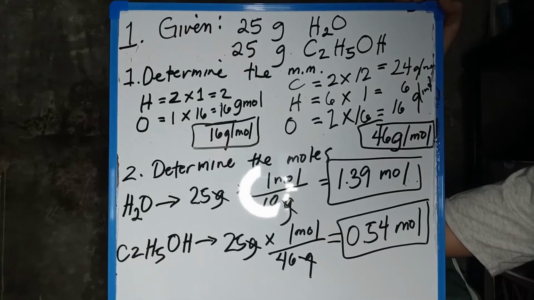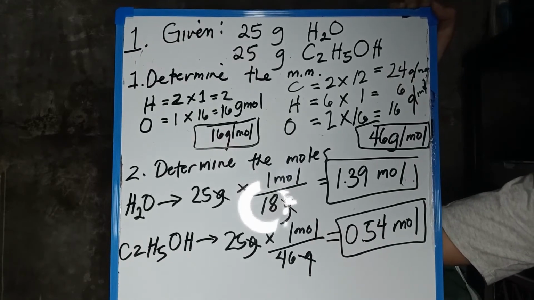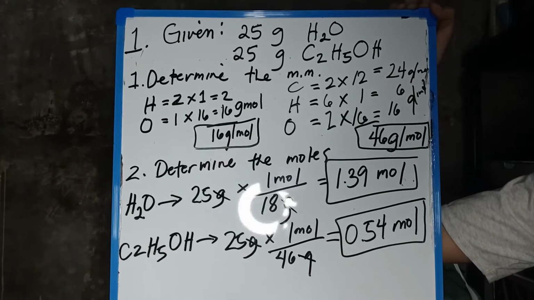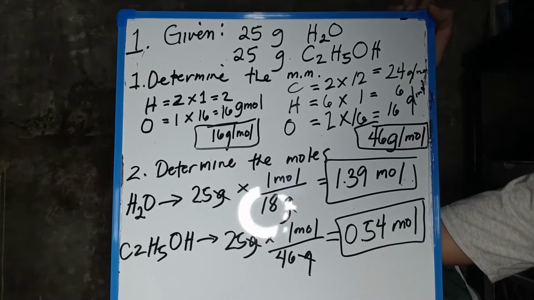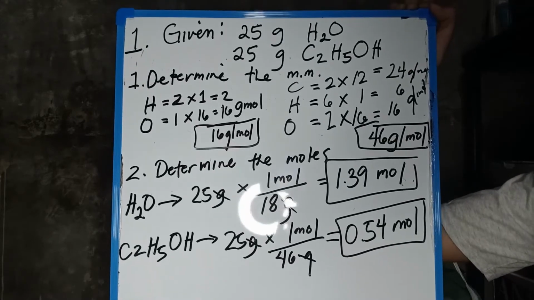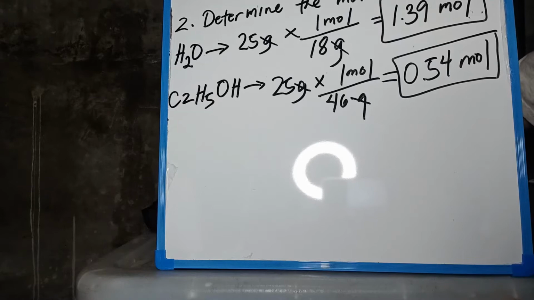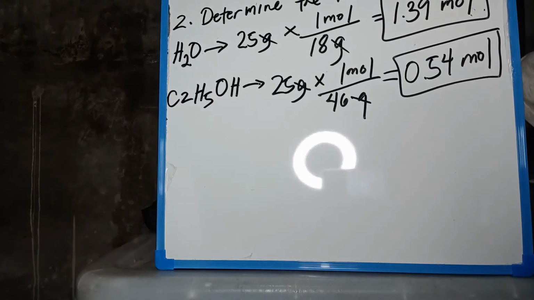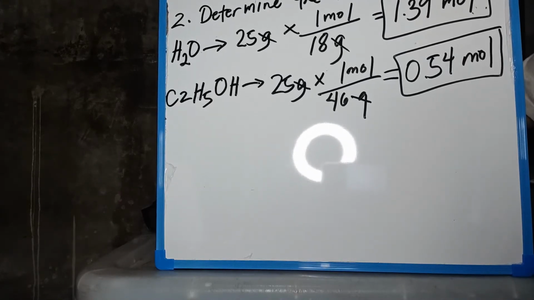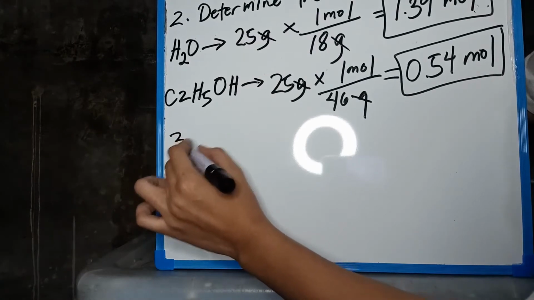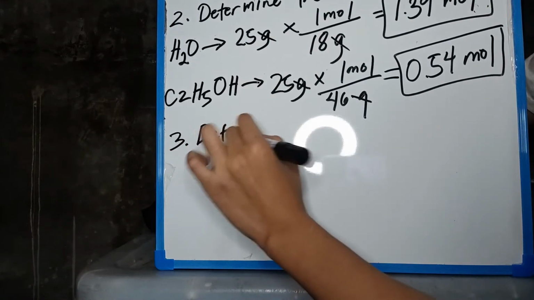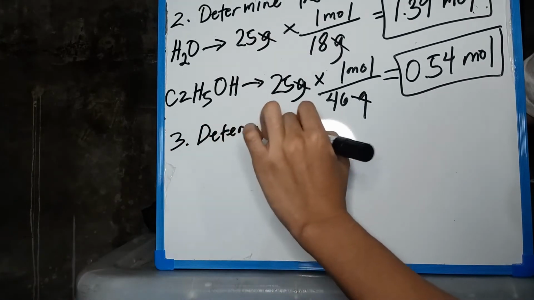Since we now have the mole for each substance, we can continue to get the mole fraction of our solution. The last part is to determine the mole fraction of each substance. So, this is the last step.